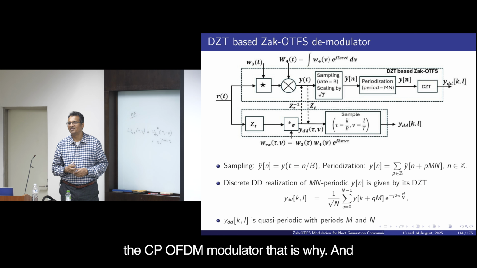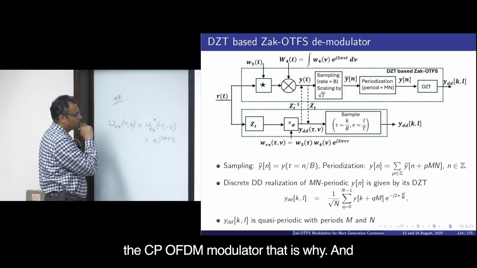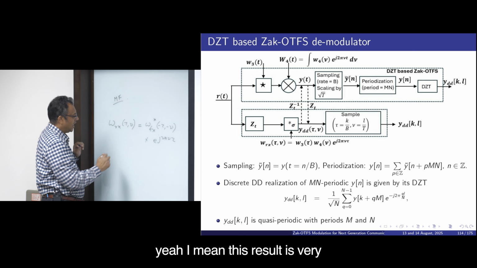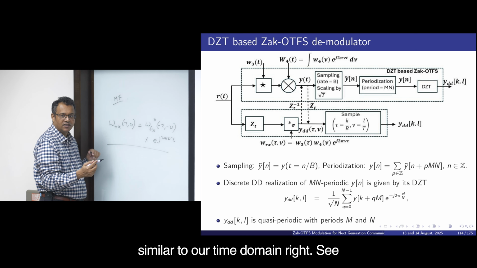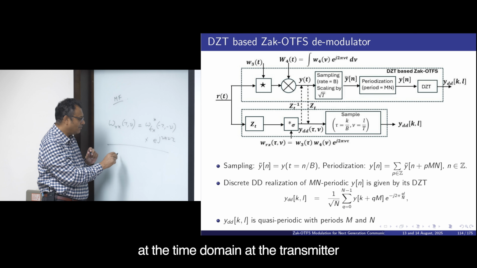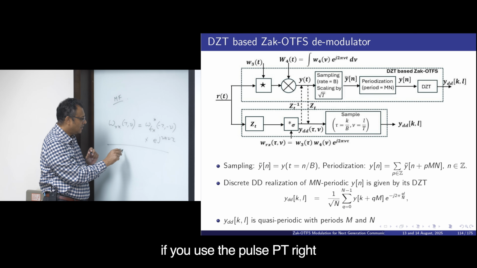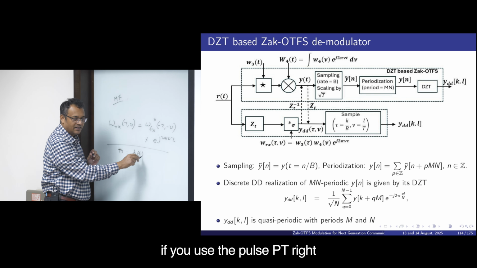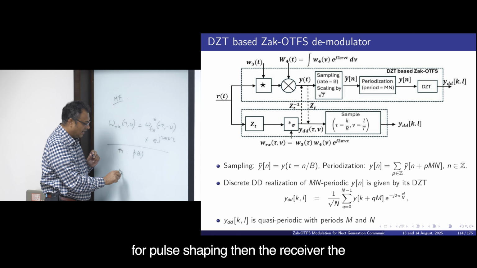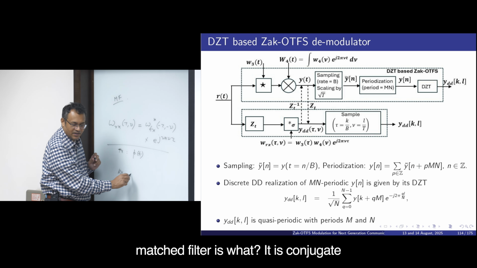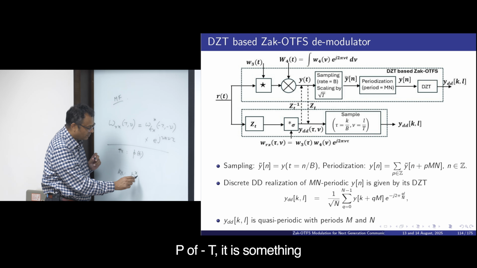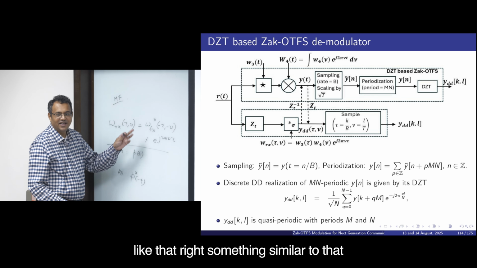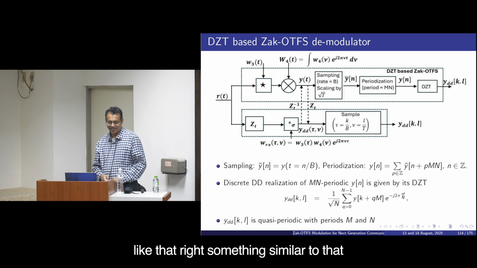But what I am using is something different, because I want to connect it with the CP-OFDM modulator. This result is very similar to our time domain case. At the transmitter, if you use the pulse p(t) for pulse shaping, then at the receiver the matched filter is what? It is conjugate p of minus t, something similar to that, okay.